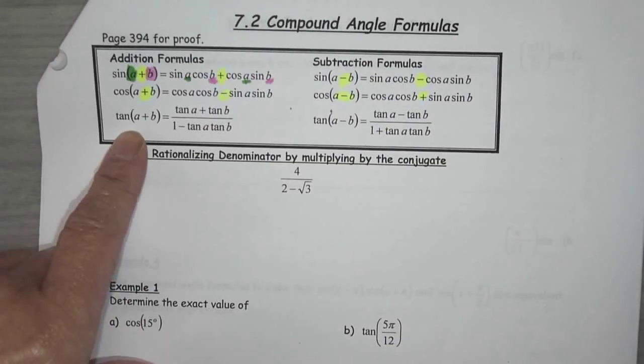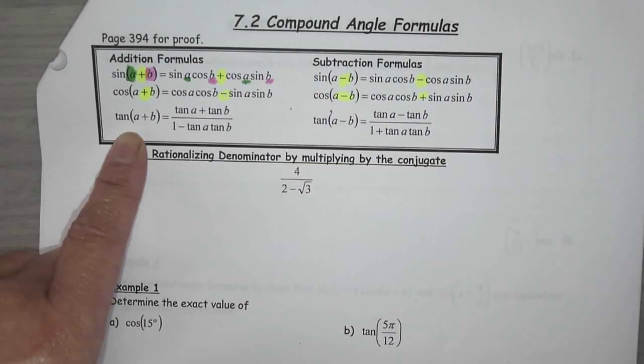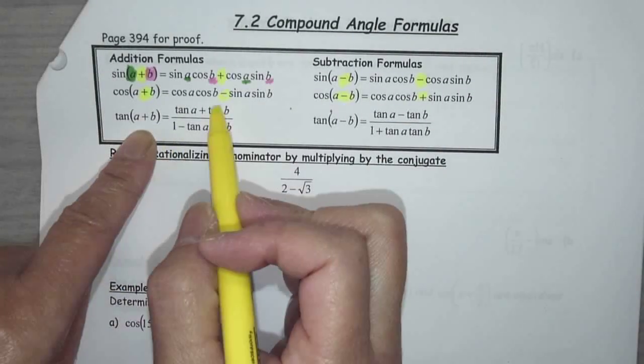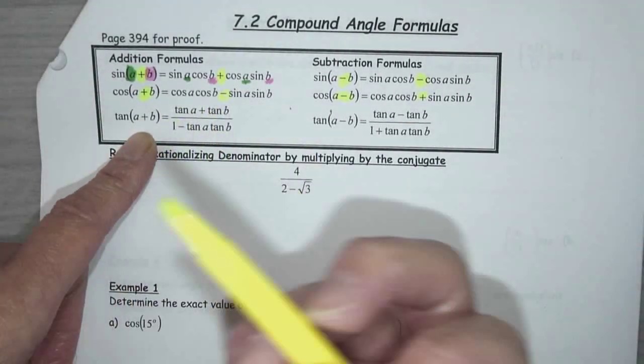Okay. Tan is a little bit harder to memorize in terms of just memorizing it in general. But with tan, I always remember that tan is actually made up of sine over cos.